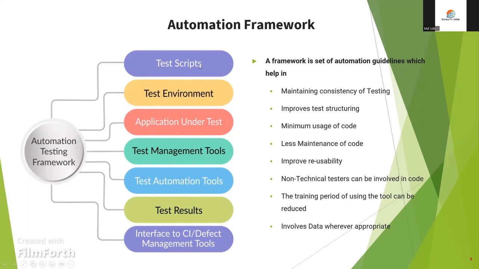So this consists of test script, test environment, application under test, test management tools, test automation tools, test result, and interface of CI and defect management tool. CI is the continuous integration tool, CI/CD. Altogether, this is called an automation testing framework. Any question?